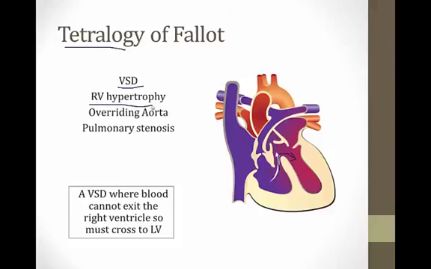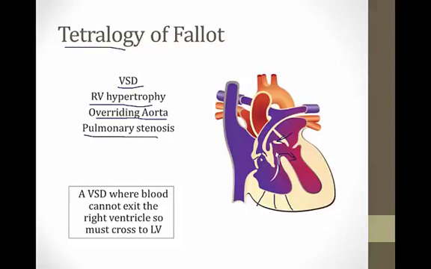There's hypertrophy of the right ventricle, so this right ventricle in the drawing is very thick, and that's because it's working extra hard in this condition. There is an overriding aorta, which means the aorta has moved this way and pushed the pulmonary artery a little bit over towards the right ventricle. And then finally, there is pulmonary stenosis, which is this thickening of the pulmonic valve right here that blocks flow of blood going to the lungs.